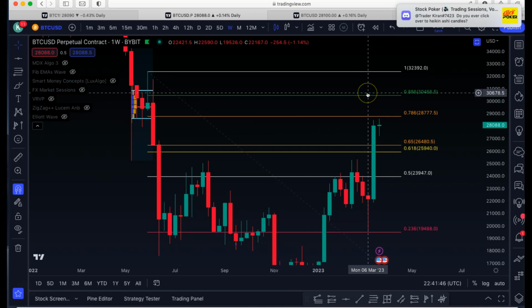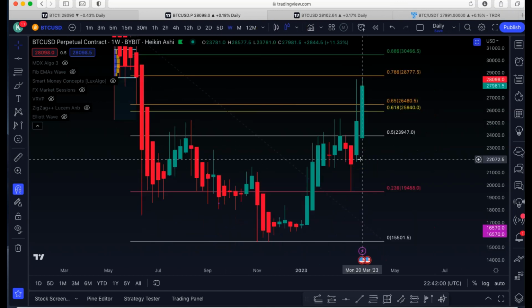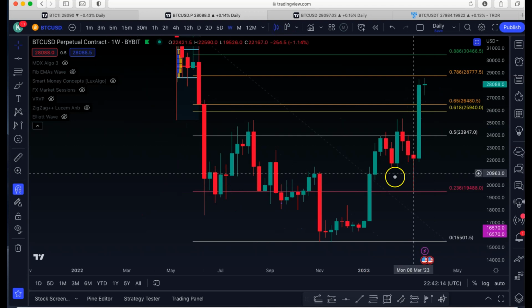Do you ever click over to Heikin-Ashi candles? Sometimes. Heikin-Ashi candles are calculated a bit differently to normal candles, but they generally show the general trend. Sometimes they weed out the fine details in between candles, but candlestick patterns show a lot more detail.